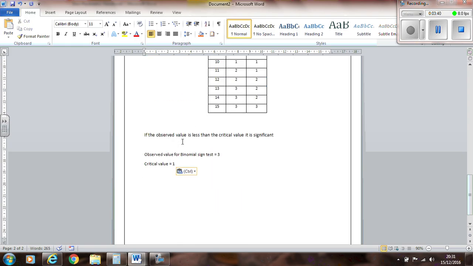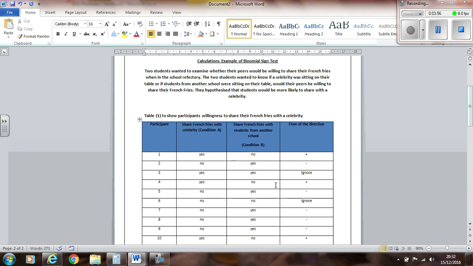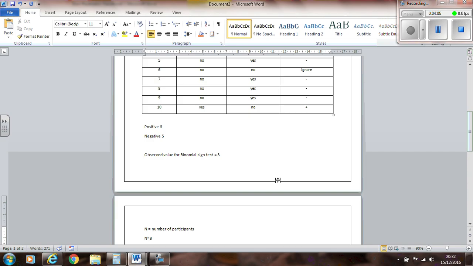And it says here, if the observed value is less than or equal to the critical value, it is significant. So here the observed value is actually greater than the critical value, and therefore it is not significant. There's not a significant difference between whether students will share their fries with a celebrity and whether they'll share them with another person from another school. Maybe they just don't like sharing their french fries at all.